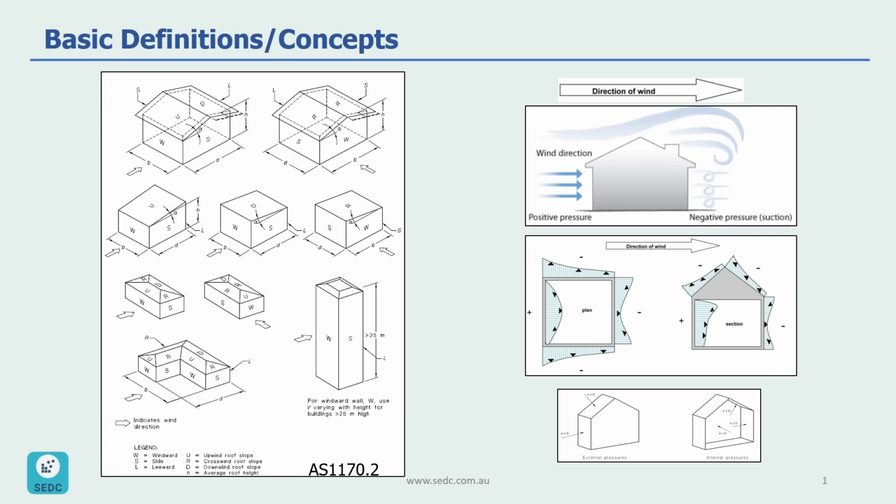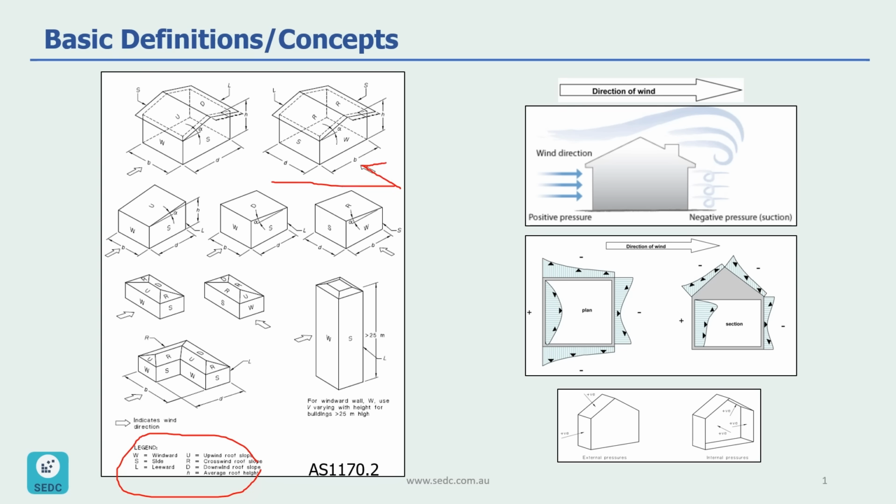Let's start with some basic definitions and concepts which are going to help you to understand the process of calculating the wind pressures. On the left side of this page, you can see there are some legends which are defined by Australian code or AS 1170.2. Let's look at one example here to understand these legends.